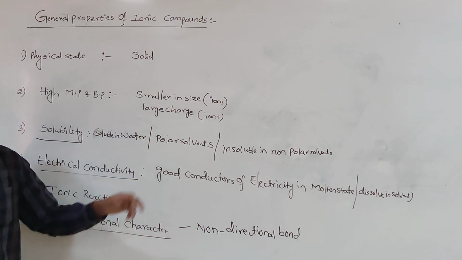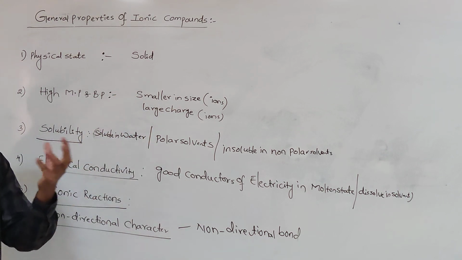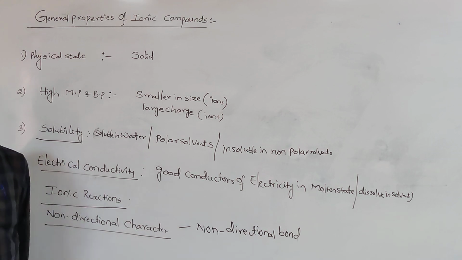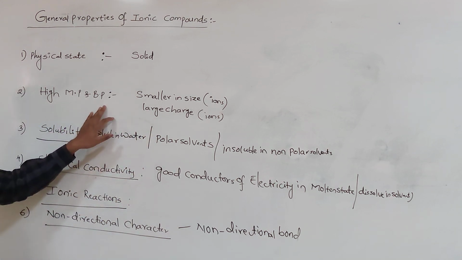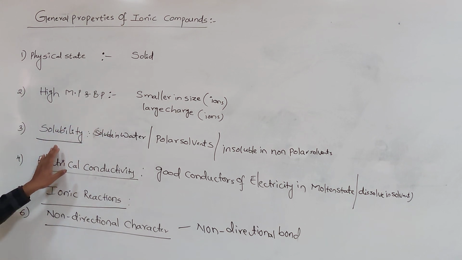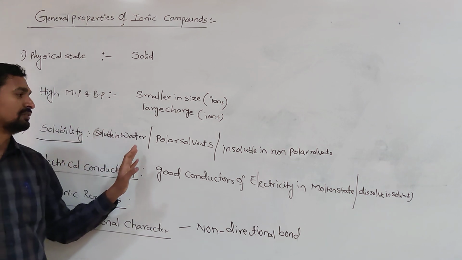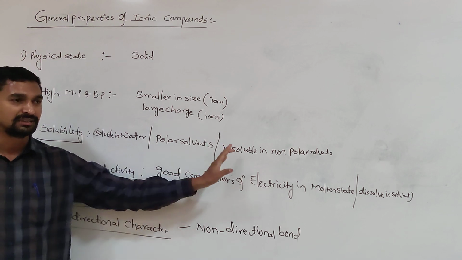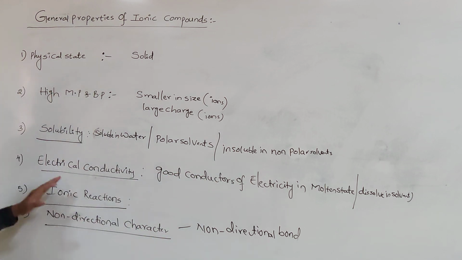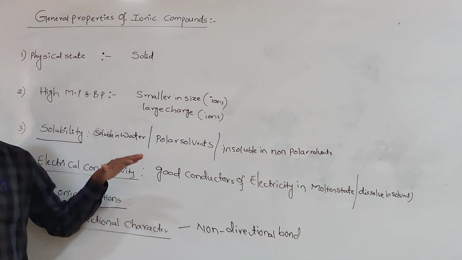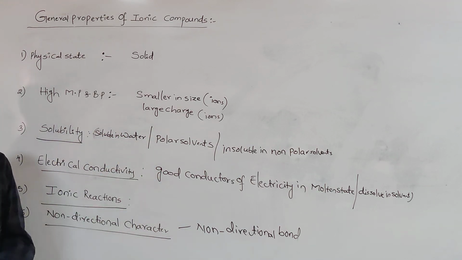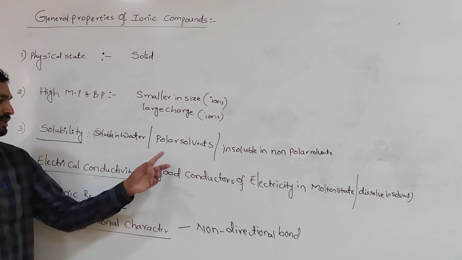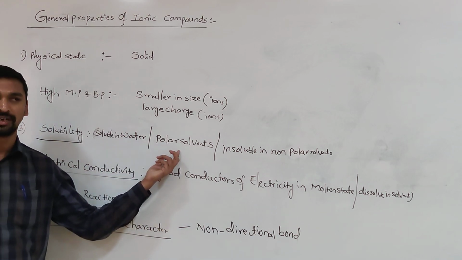Not only size, ions carrying more charge are also held together very strongly by the electrostatic force of attraction. They can also possess high melting and boiling points. Solubility: most of the ionic compounds are soluble in water or polar solvents, and insoluble in non-polar solvents. Electrical conductivity: ionic compounds are good conductors of electricity, either in molten state or after dissolving in a particular solvent, either water or any other polar solvent.